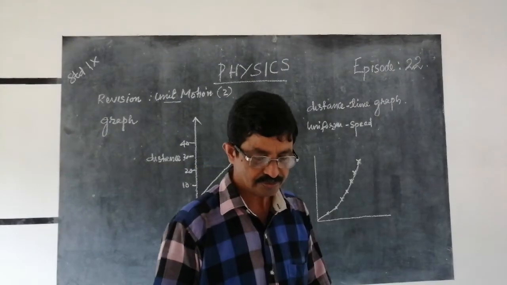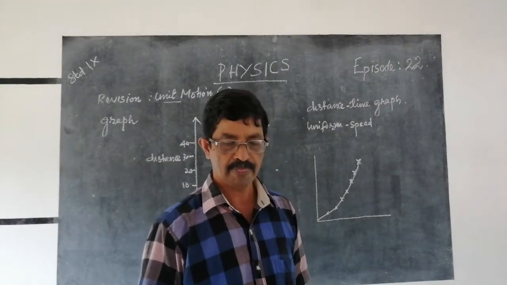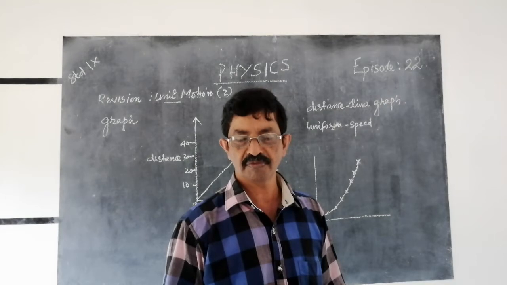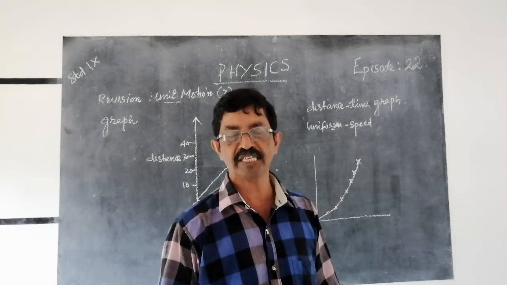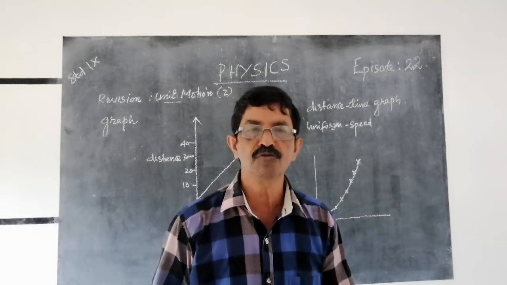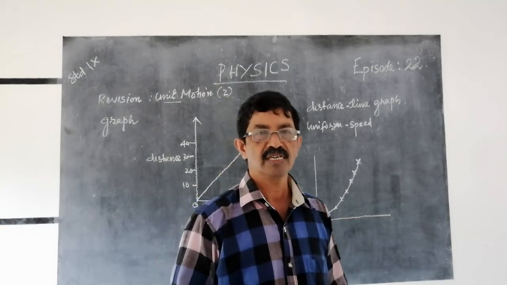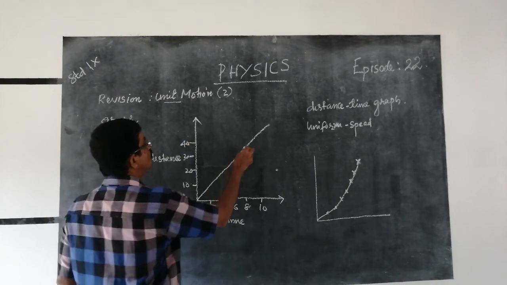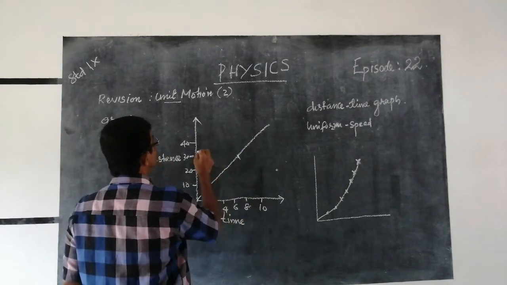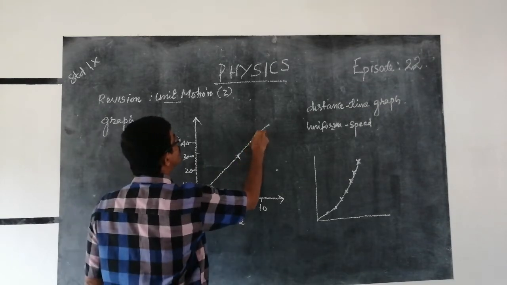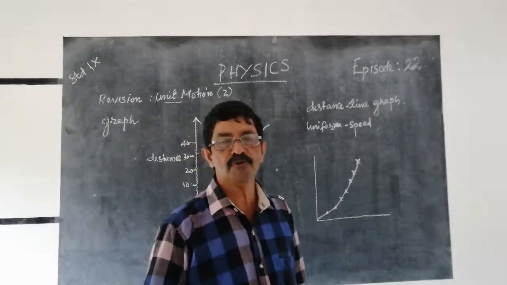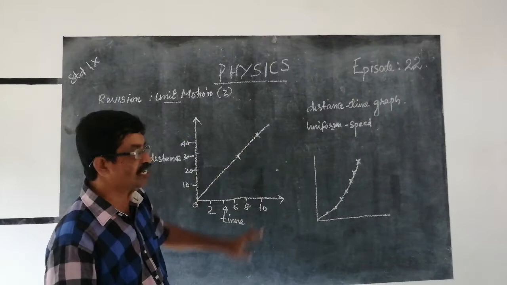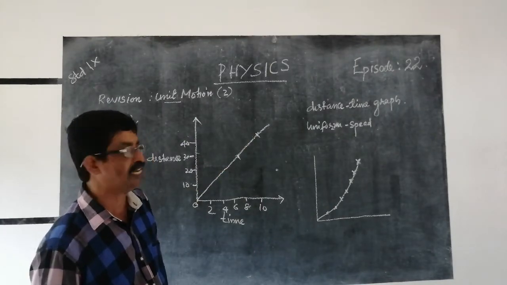Now, one question to you. In a uniform motion, the distance travelled by an object is directly proportional to which quantity? Here is the distance, and here the time. This distance is directly proportional to which quantity? In a uniform motion, the distance travelled by a body is directly proportional to time.